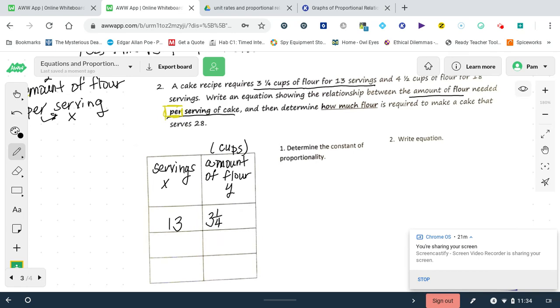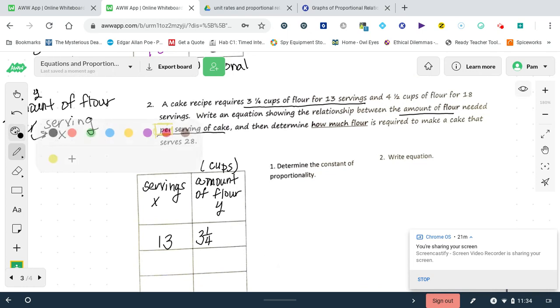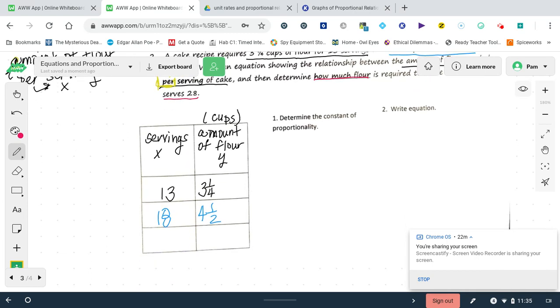And then it goes on to tell us we need 4 1/2 cups of flour for 18 servings. I'm going to have 18 servings with 4 1/2 cups of flour. And then we also know that, there's no other one, but we do know that we're looking for how much flour is required for 28 servings. So I'm going to go ahead and put 28 right here. And I can figure out that missing value in just a second.